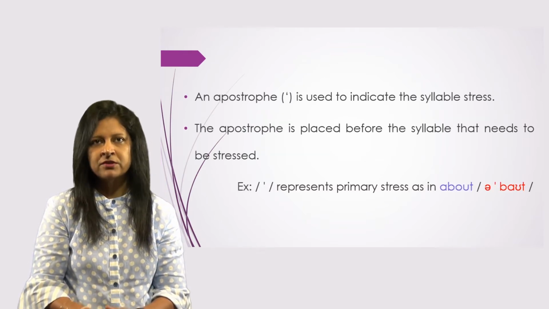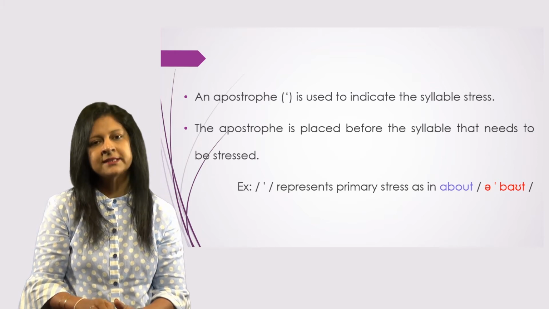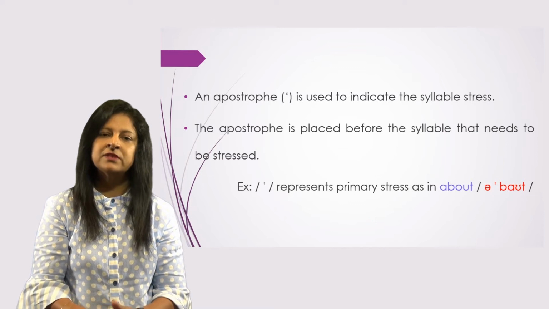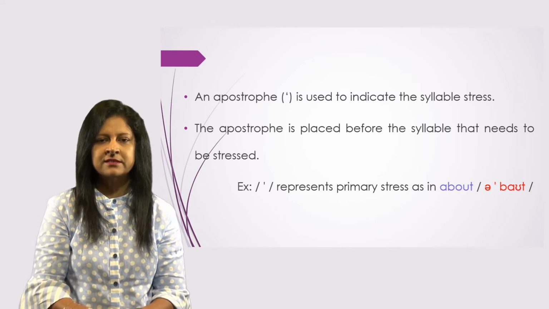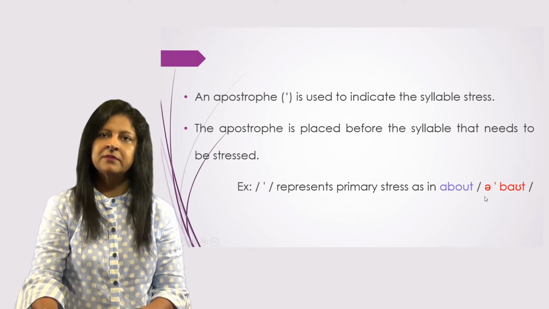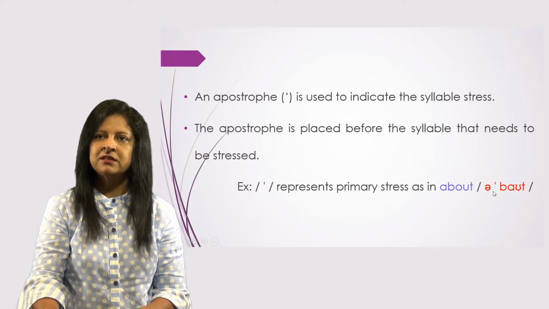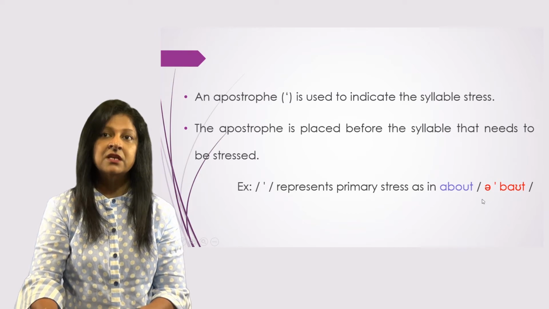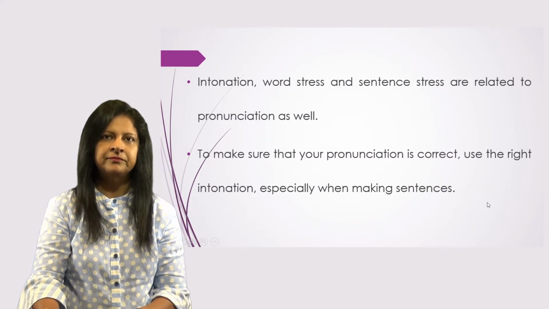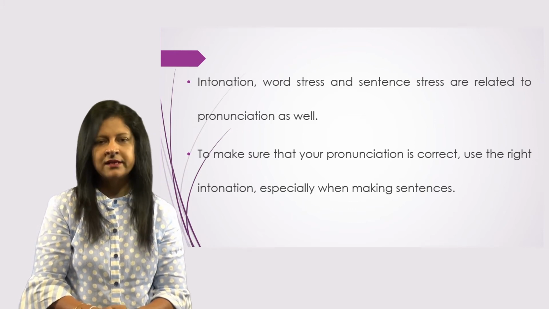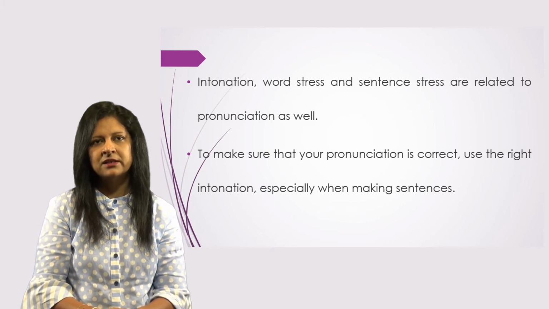When it comes to an apostrophe, it is used to indicate the syllable in stress. That means the apostrophe is placed before the syllable that needs to be stressed. If you look at this example, you can see here the primary stress is on about. Here you can see they have stress here. This is the phonetic. So you stress here and you pronounce about. That's how. So intonation, word stress and sentence stress are related to pronunciation as well.